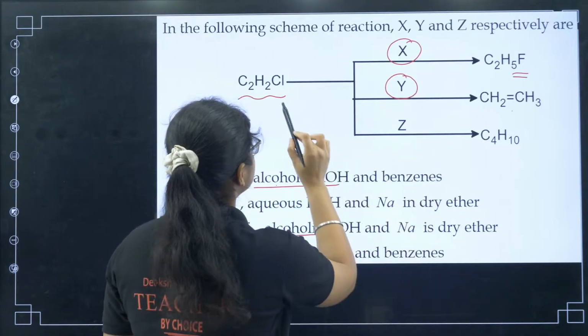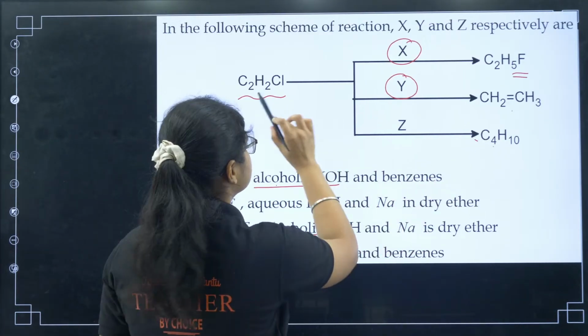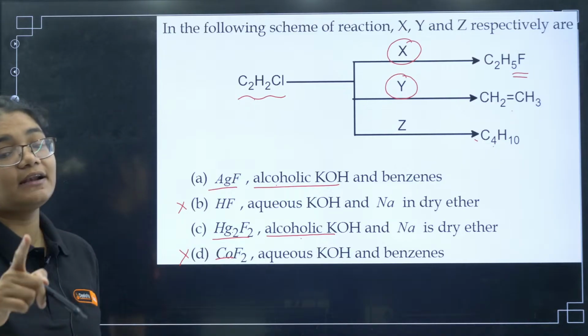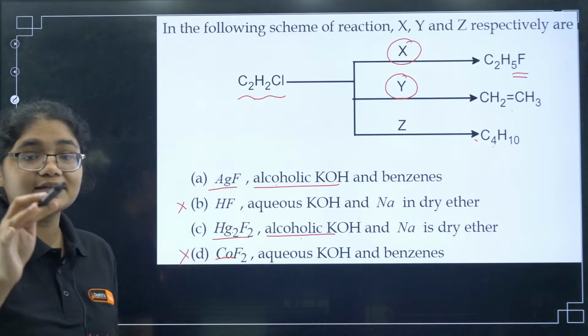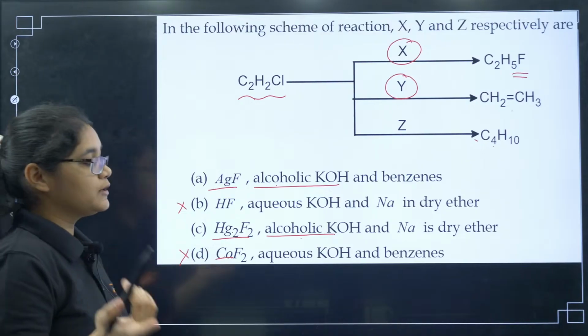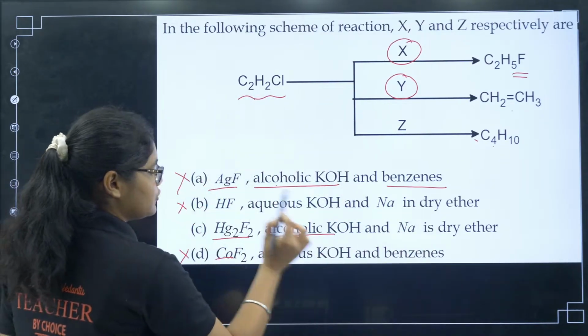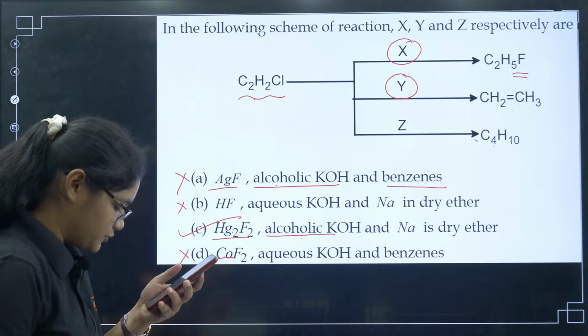Next you see what happens, the number of carbons here is increasing, right? If the number of carbons increases, it means exactly becoming double. That is Wurtz reaction, and for Wurtz reaction what is the reagent? Na in dry ether, right? So here it is benzene, so this is also not there. Na dry ether, that is option number C.